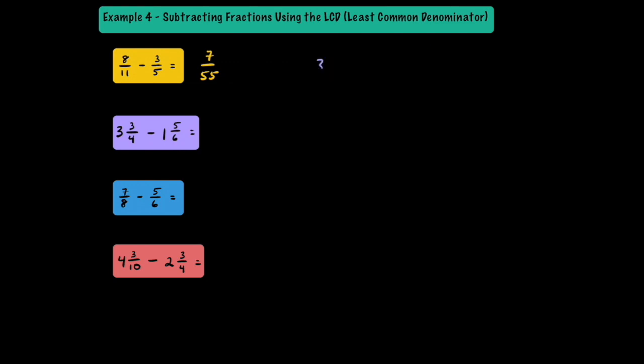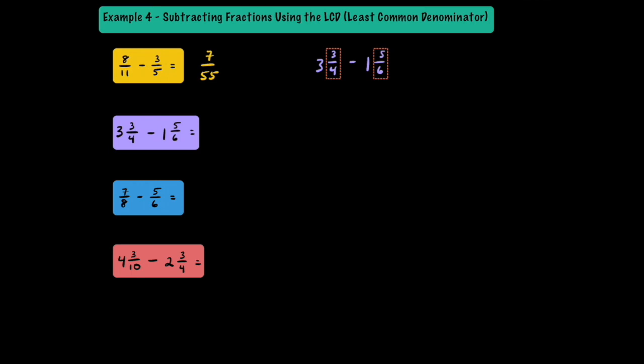In the second one, we're going to take 3 and 3/4, and we're going to subtract 1 and 5/6 from it. When subtracting mixed numbers, it's important to actually look at the fractional parts before you look at the whole numbers. If the second fractional part is larger than the first fractional part, we're going to run into some problems if we start with the whole numbers. Since 5/6 is larger than 3/4, if we were to subtract them, we would have a negative value.